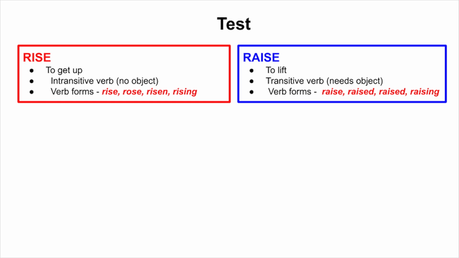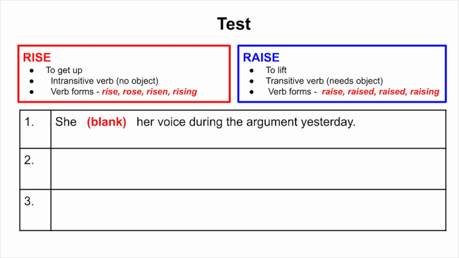Question number 1. She blank her voice during the argument yesterday. We may ask several questions to get our answer. 1. Is there an object in this sentence? Our answer is yes. This sentence has an object. The object is her voice. So we know this requires a transitive verb, which is raise. We may also ask, do you get up your voice or do you lift your voice? You lift your voice. So our answer points again to raise as the required verb.